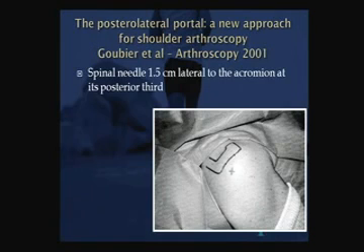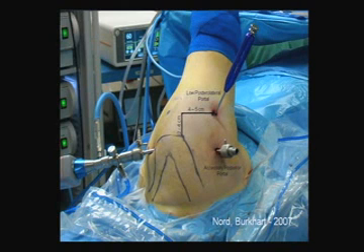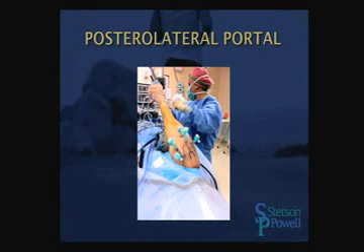In his article, he put the spinal needle 1.5 centimeters lateral to the acromion at the posterior third. Nord and Burkhart have re-described that, depending on the size of the patient, 2 to 4 centimeters lateral and then 4 to 5 centimeters posterior. And this broccoli shoulder, as I call it, these are the ones furthest away.